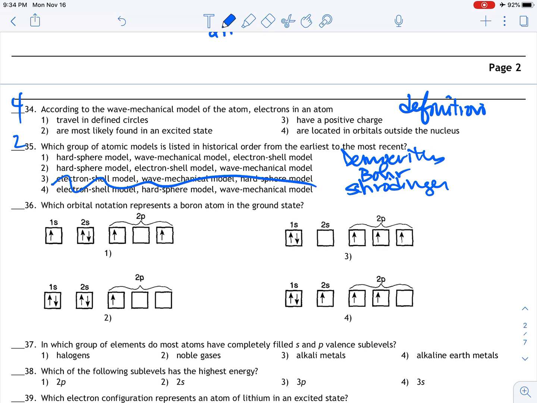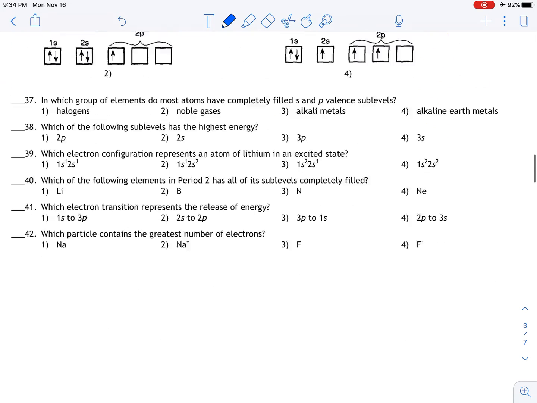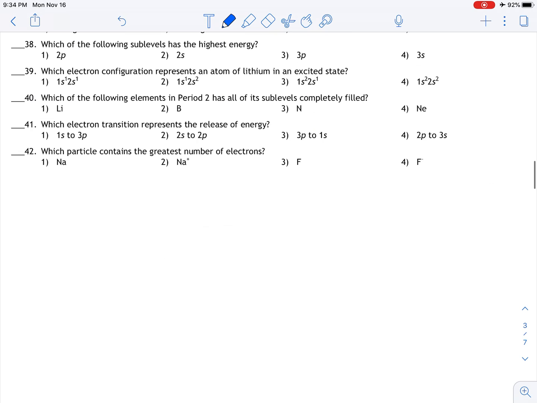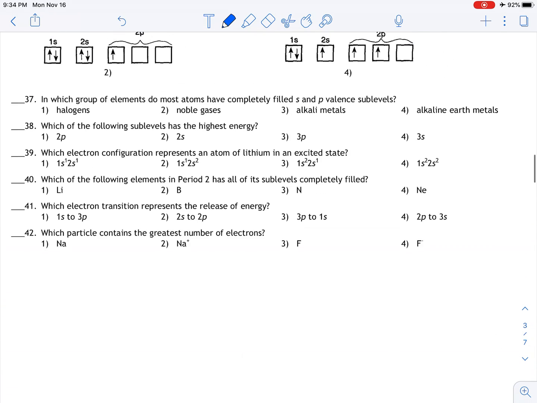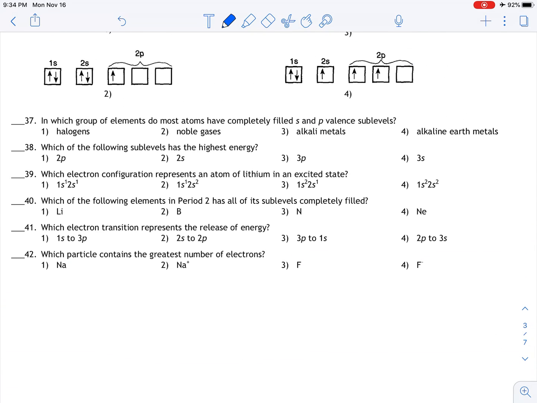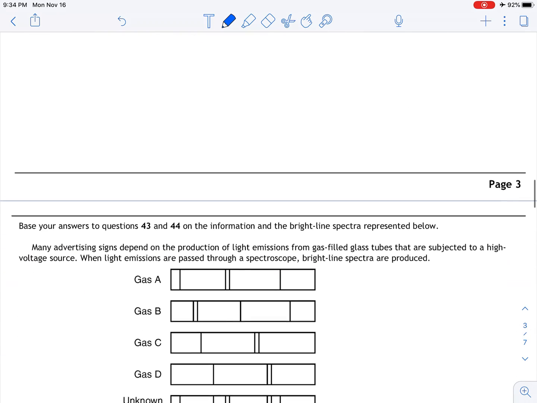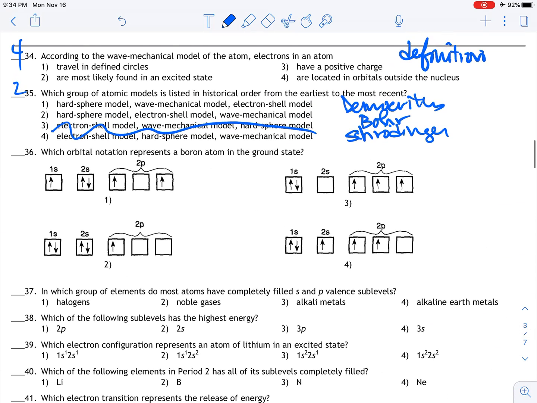Now, the next few are going to be honors only. So if you're in the college prep, you can come back to me when we are in, I believe, 43. So these are honors only.